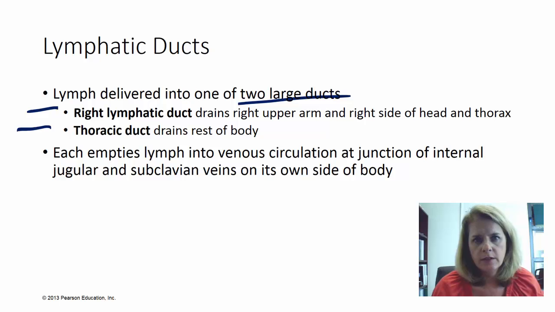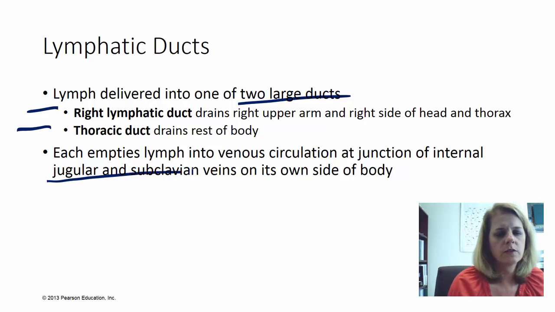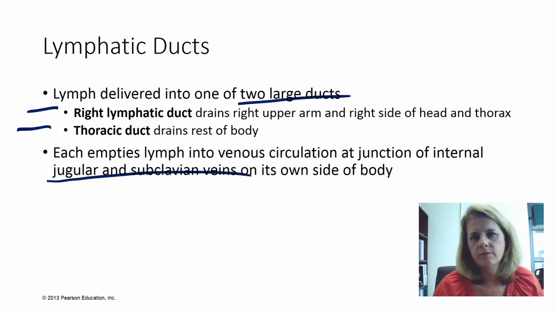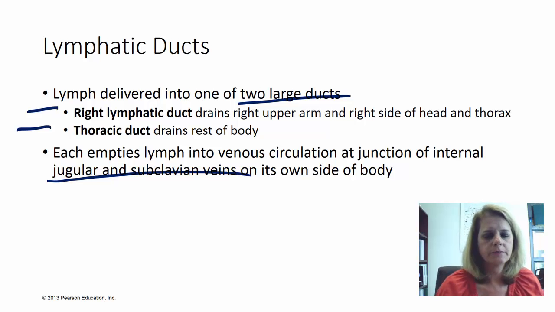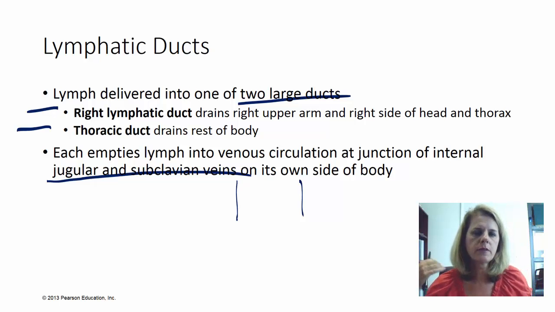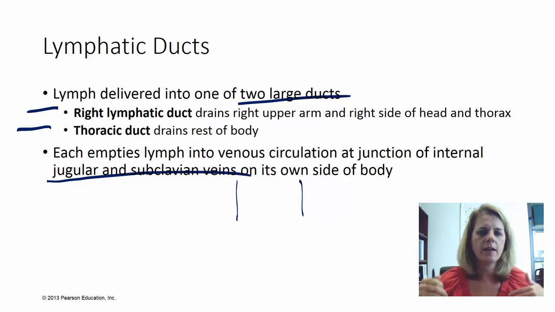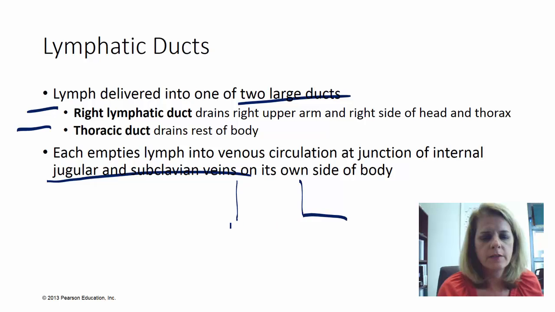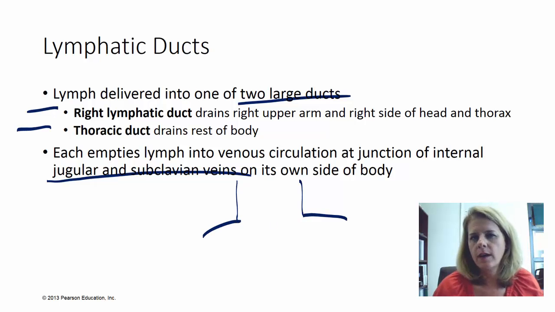And each of these empties into their own port, which is where the internal jugulars and subclavian veins come together. You may not have worked on your blood vessel labs yet, but there are arteries that take blood to the head called the carotids. Well, blood comes back down the jugulars, and blood goes out to your arms through the axillary and brachial arteries and out to your arms. It comes back and joins those jugulars at something called the subclavian. Again, you may not have quite gotten to your blood vessel labs yet. If you have, then this makes sense. If not, it'll make more sense when you do your blood vessel labs.